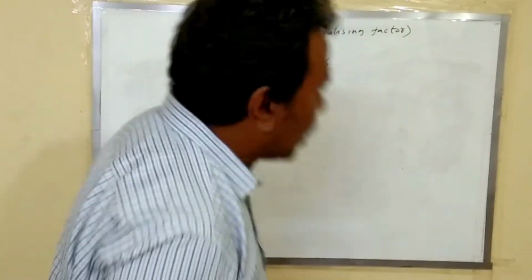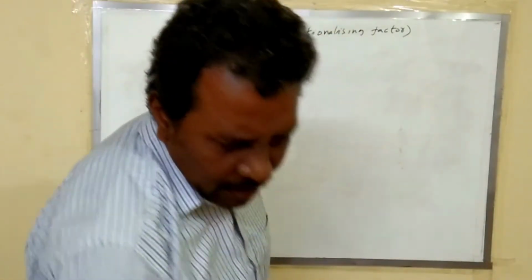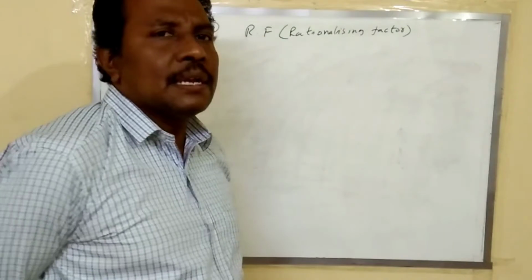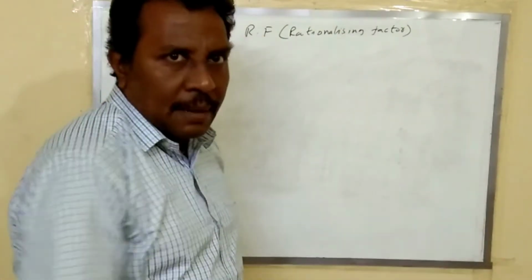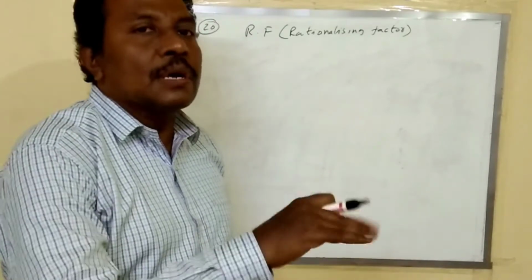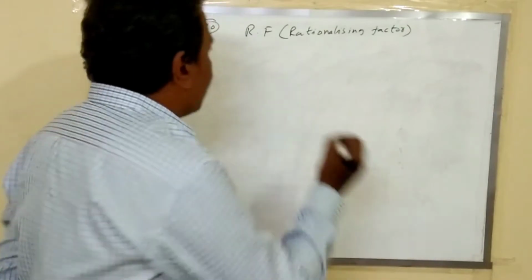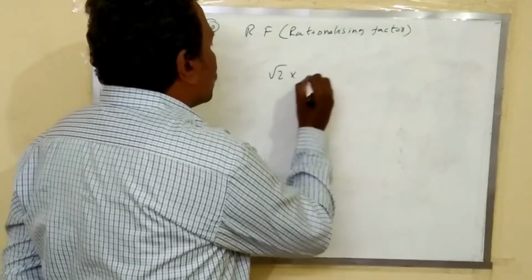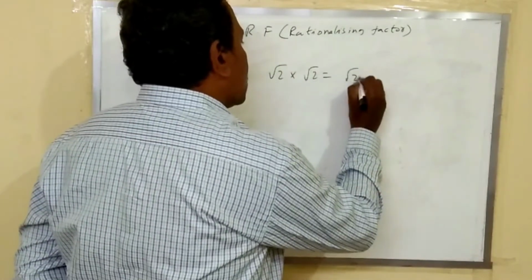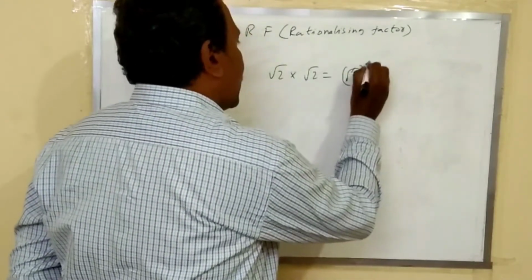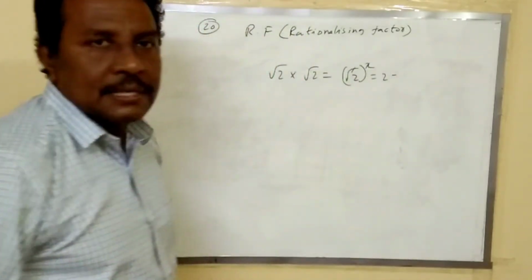Now our topic is about the rationalizing factor. What do you mean by rationalizing factor? A rationalizing factor is a factor which is multiplied to an irrational number to convert it into a rational number. For example, take an irrational number root 2. Root 2 multiplied with root 2 gives root 2 whole square. Square and root cancel, and that becomes 2. So 2 is a rational number.